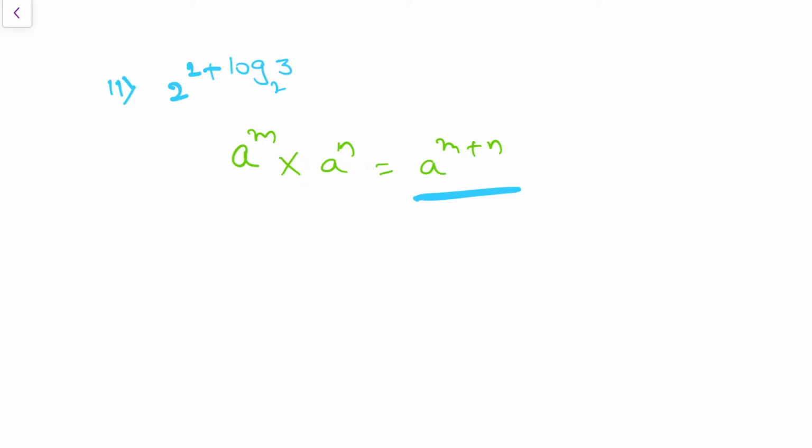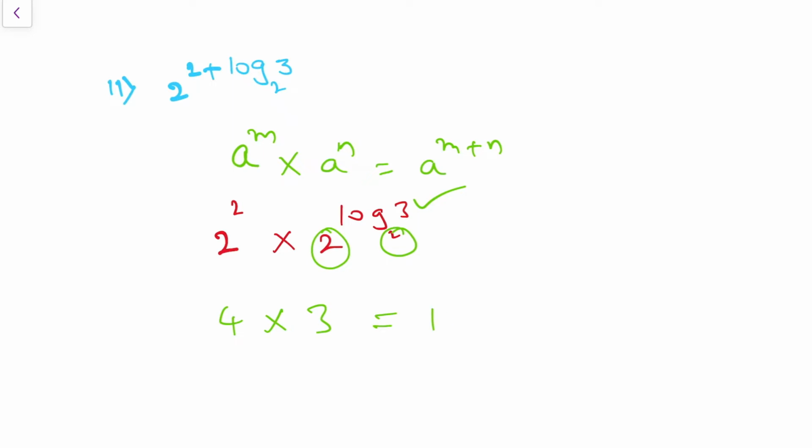Now the given question is in this form. Observe here clearly, a power m plus n. So the right side part is given in the question, then we need to create the left side part. So a is nothing but base 2, 2 power 2 into 2 power log 3 base 2. That is 2 square is 4 into 2 power log 3 base 2. If these two are same, this will be the answer, that is 3. So 4 times 3, 12.